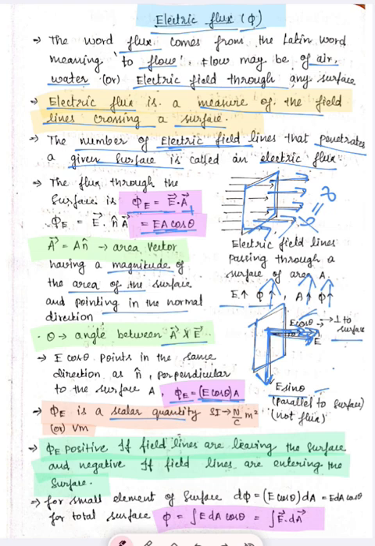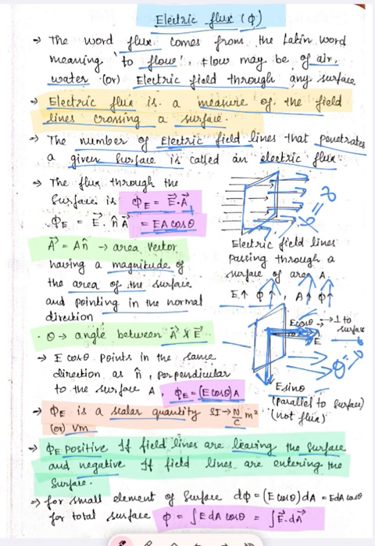We know the result of the dot product is a scalar quantity. So flux is a scalar quantity, and its SI unit is Newton per Coulomb meter square or volt meter. Flux can be positive and it can be negative. When can it be positive? When the field lines are leaving out of the surface, flux is positive, because when the field lines are leaving out of the surface, the electric field lines are parallel to the area vector. So theta equals 0 degree, cos 0 is 1. So when field lines are leaving out of the surface, flux is positive.